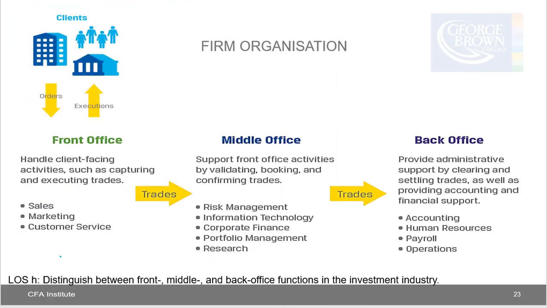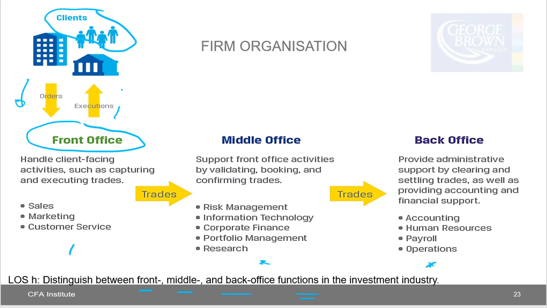Learning outcome statement H is distinguish between front, middle, and back office functions in the investment industry. So again, this is important to understand the different roles and jobs in the front office, the middle office, and the back office. Okay, so here we have the front office. You can see it's the front office. It's dealing with the clients. Okay, so over here you've got the clients, you've got the front office. They're placing the orders, and the front office is placing the executions.